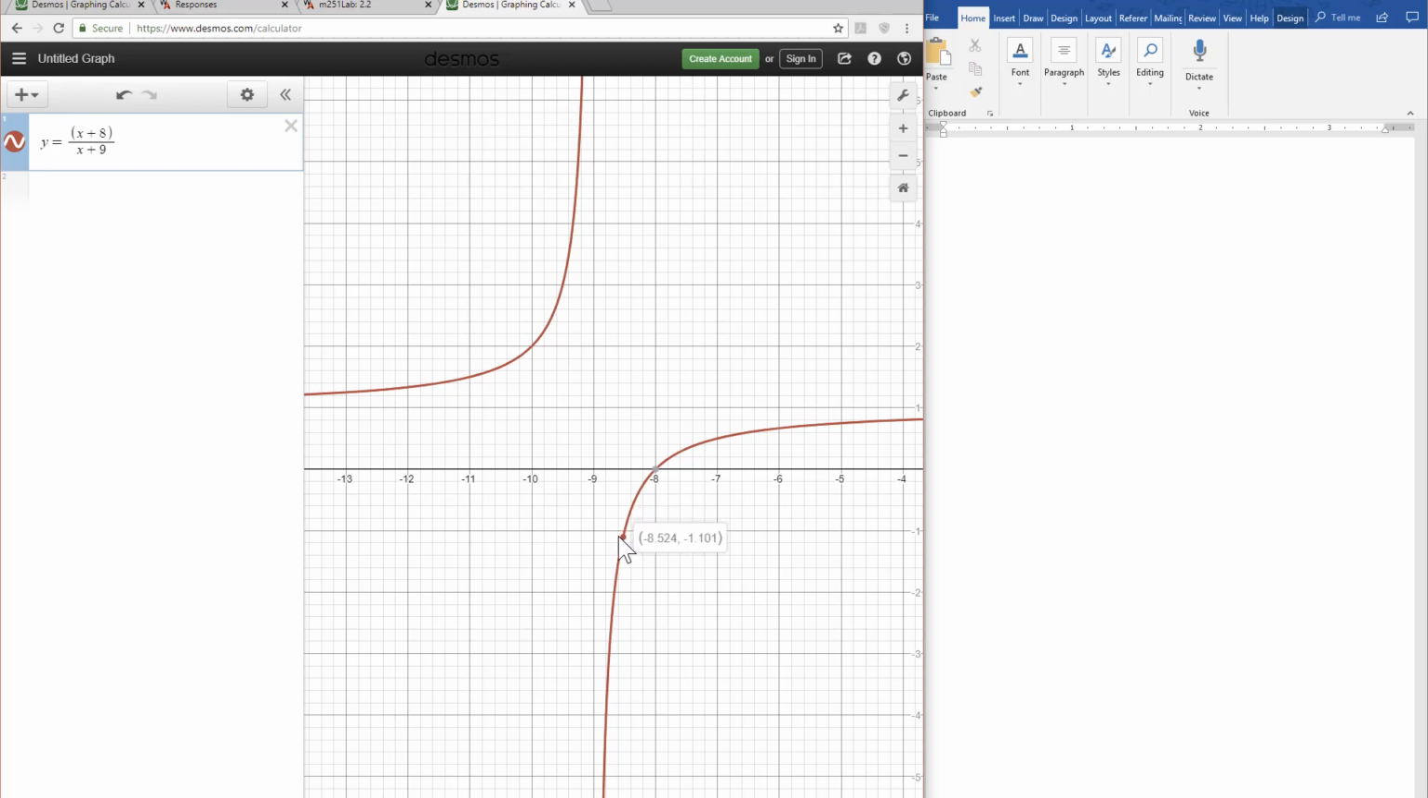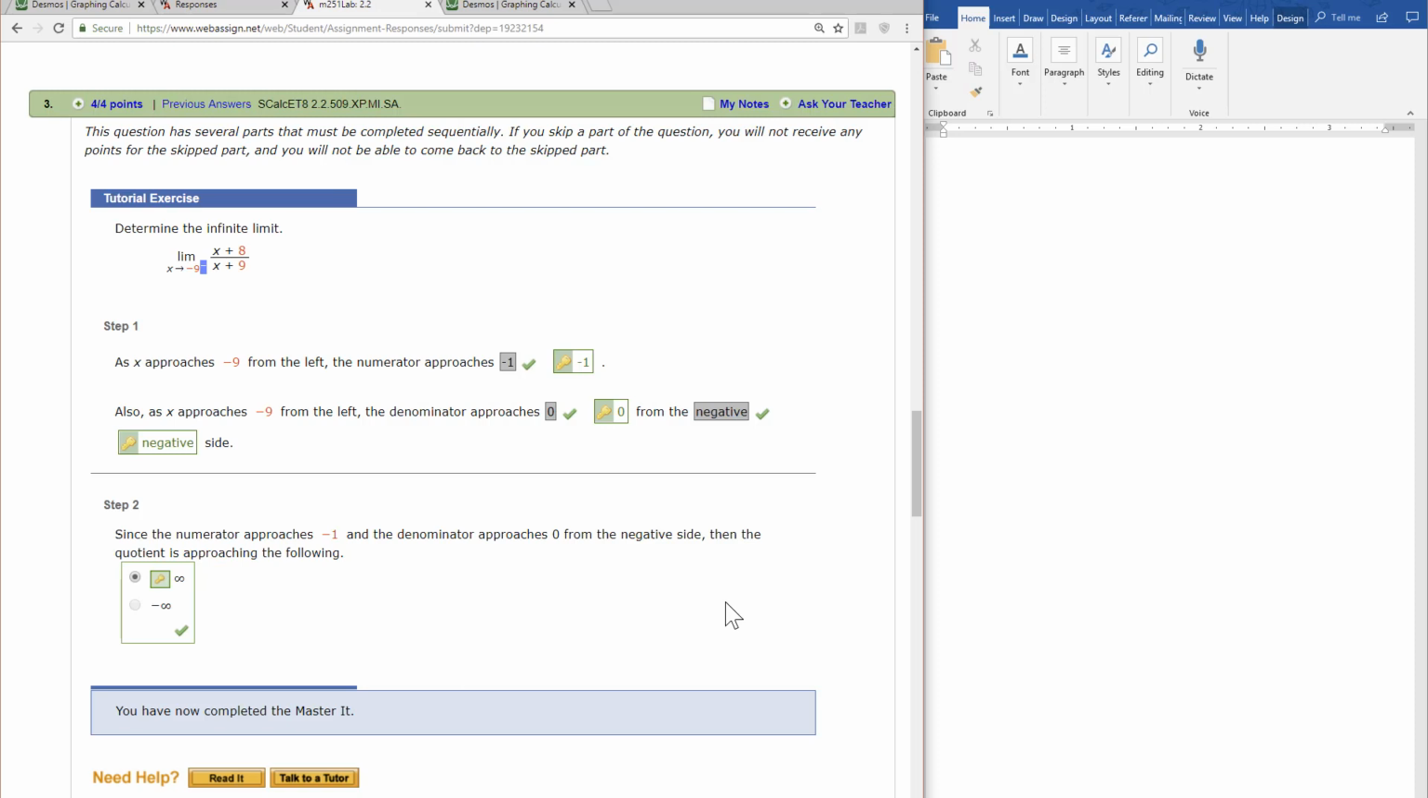If you approach negative 9 from the positive side, it looks like it's going down, but if you approach from the negative side, it looks like it's going up. Okay, so that confirms our conclusion, and so we're good. Hope that helps.